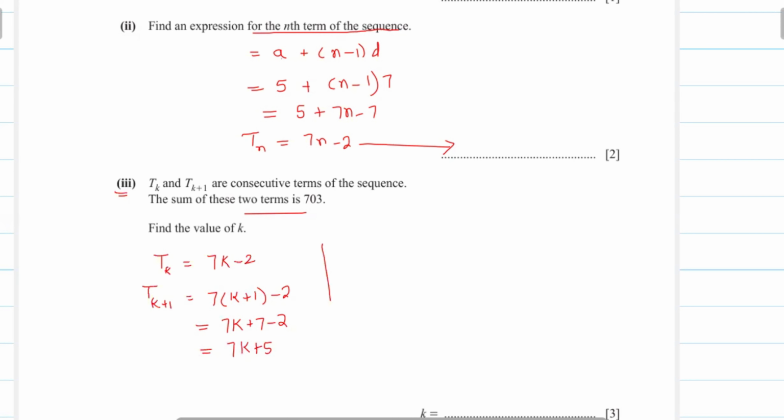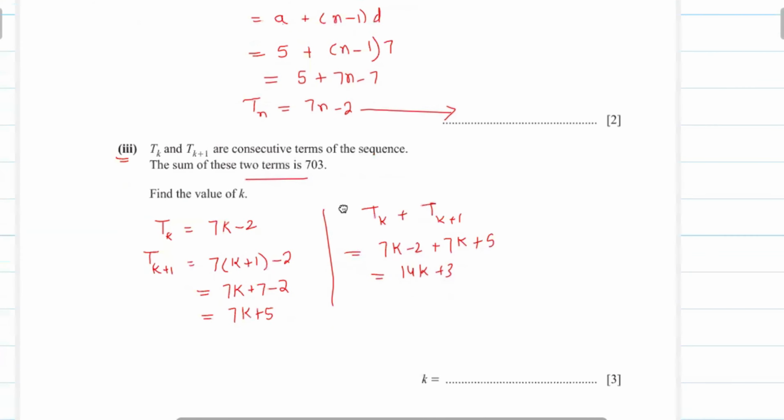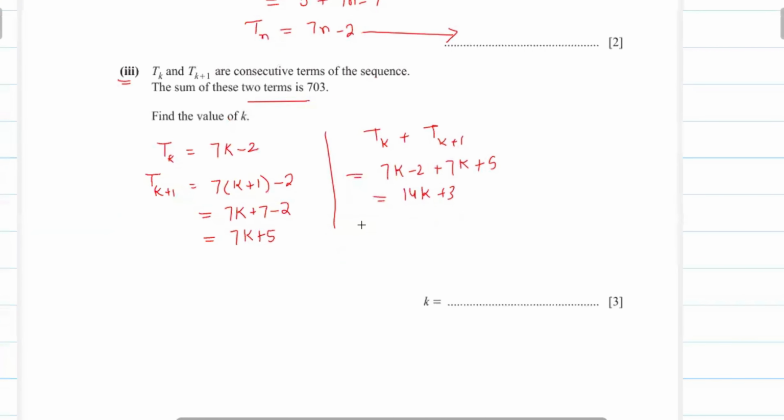The sum of tk and tk plus 1 will be equal to 7k minus 2 plus 7k plus 5, and this will be equal to 14k plus 3. You see here the sum of these two terms is 703. We can write it as 14k plus 3 equal to 703.